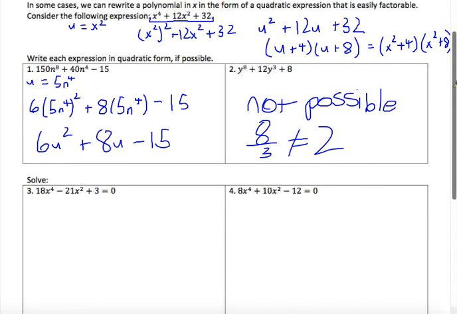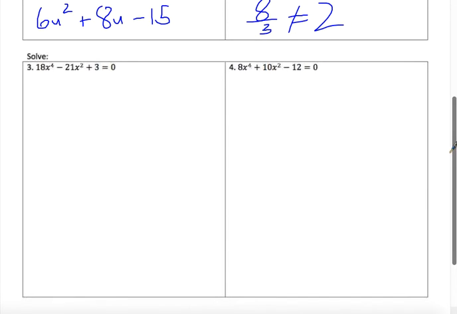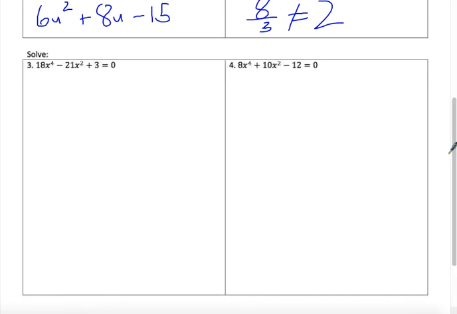So we can use quadratic form to help us solve equations. So number 3 here, we have 18x to the 4th minus 21x squared plus 3 equals 0. So here we have 18. If I bring the 2 out, then 18 would be 2 times 3x squared squared. Then minus 7 times 3x squared plus 3.